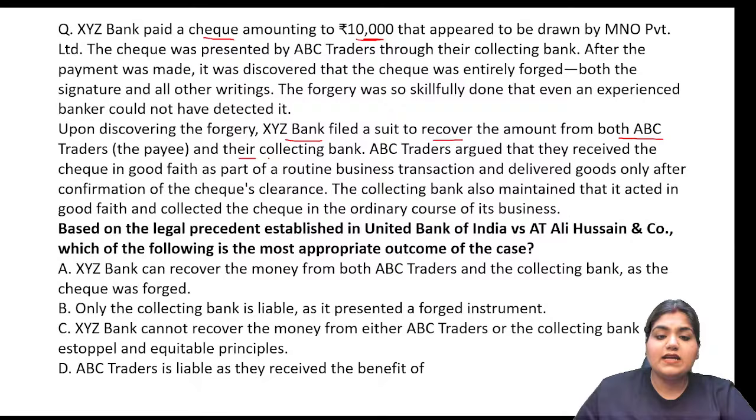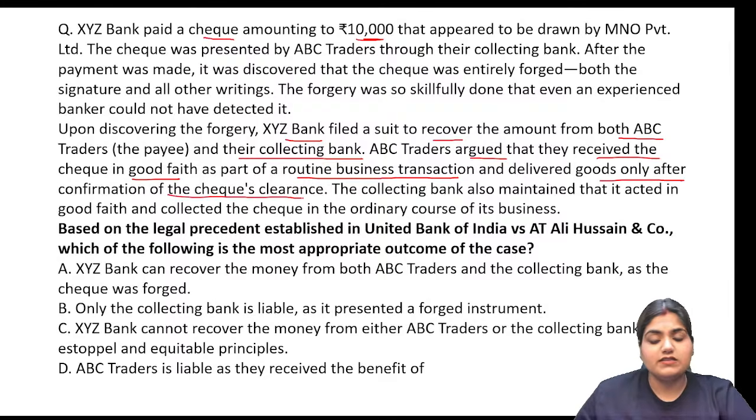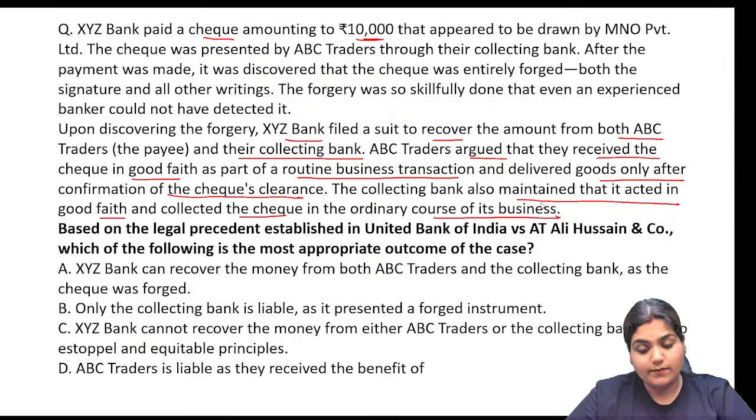Upon discovering the forgery, XYZ Bank filed a suit to recover the amount from both ABC Traders and the collecting bank. ABC Traders said that they received the check in good faith and as per routine business transaction, and delivered goods only after confirmation of the check clearance. The collecting bank also maintained that it acted in good faith and collected the check in the ordinary course of business. Everybody was acting in good faith.